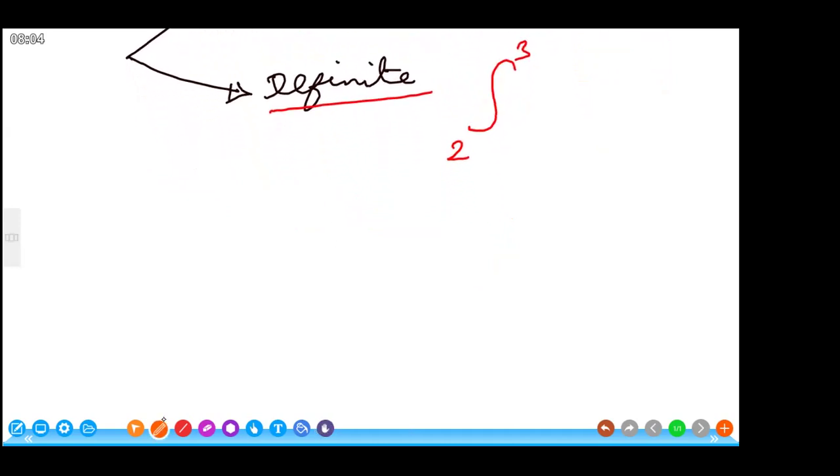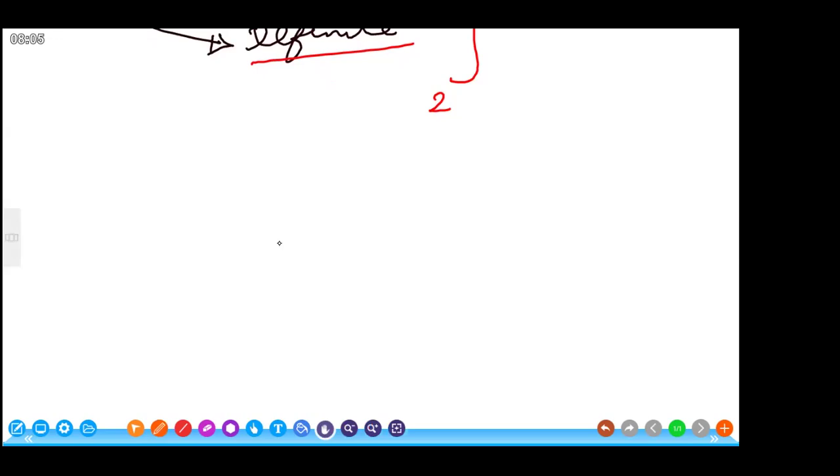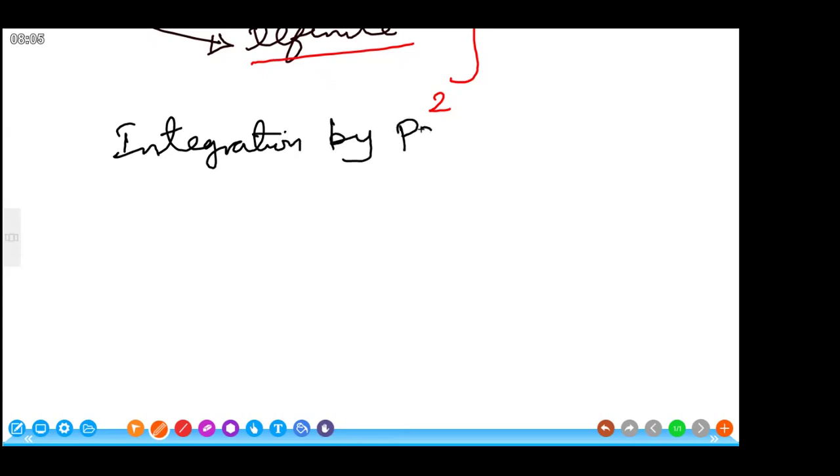So we have gone through several examples of integration using different types of rules. All these rules are to solve different kinds of integration problems. Today we are going to start another technique, which is called integration by parts. Look very carefully. Integration by parts.